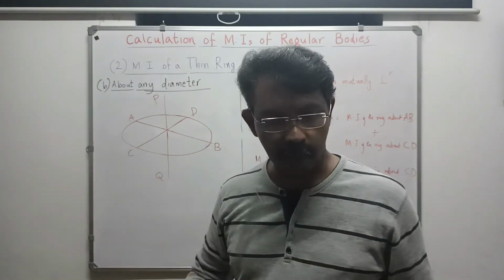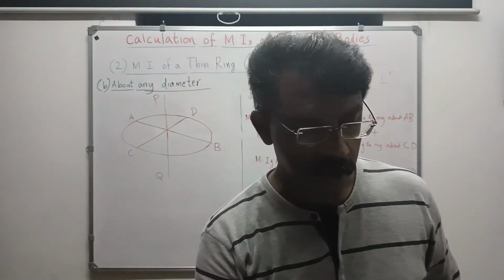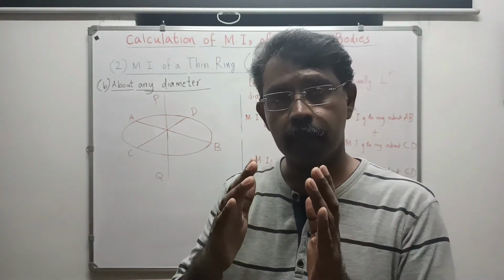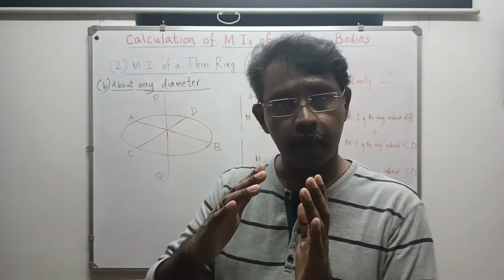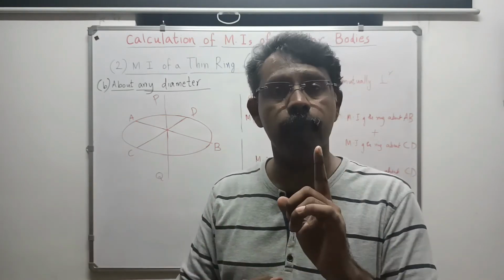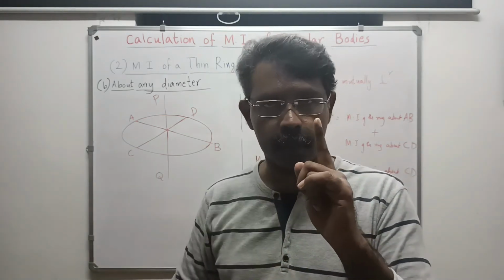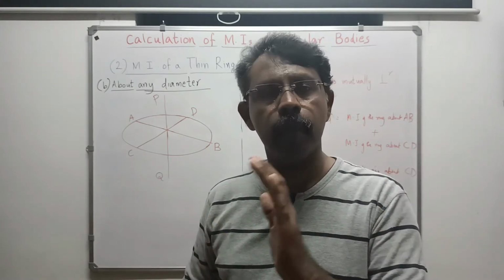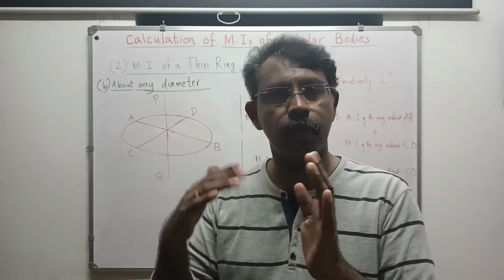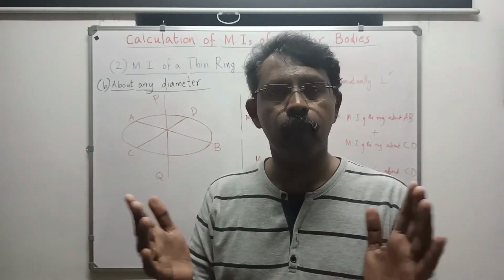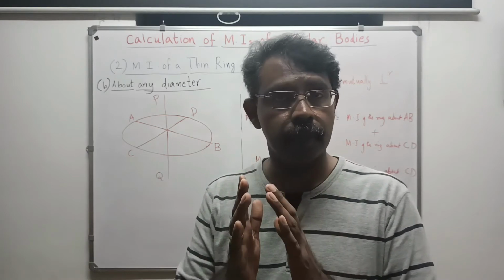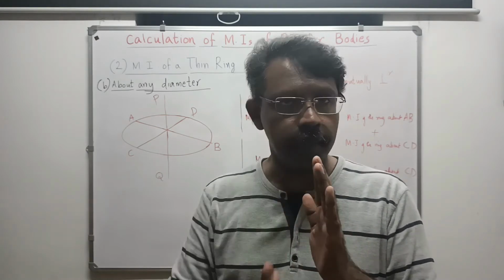So this is where you apply the theorem of perpendicular axis to find out the moment of inertia of a body about another axis, if you know the moment of inertia of the body about a particular axis. Just like the parallel axis theorem, we have the perpendicular axis theorem to find out the moment of inertia of bodies about other axes, provided we know the moment of inertia of the body about a given axis.